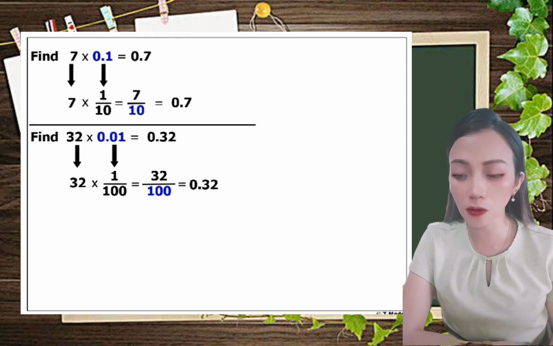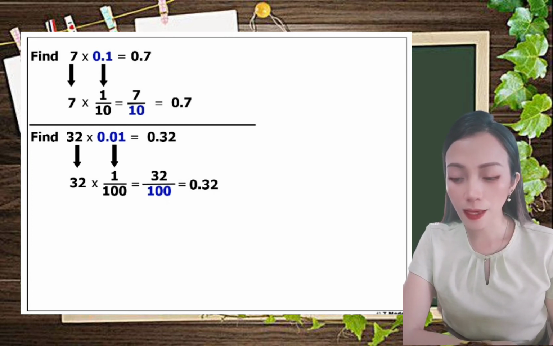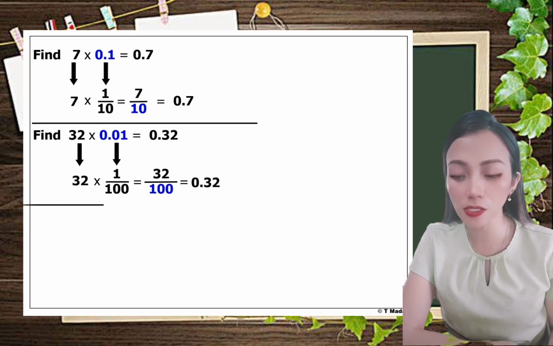As you can see, the whole number 32 multiplied by 0.01. So all you have to do is move the decimal point to the left of the whole number 32. So that will become 0.32. Next example, find 1,860 times 0.001.